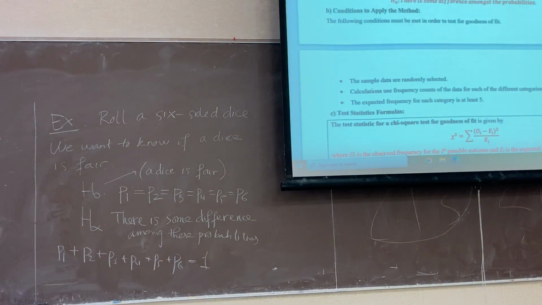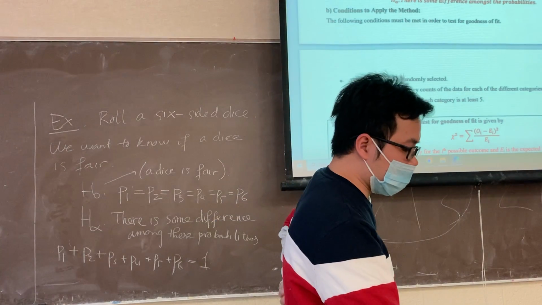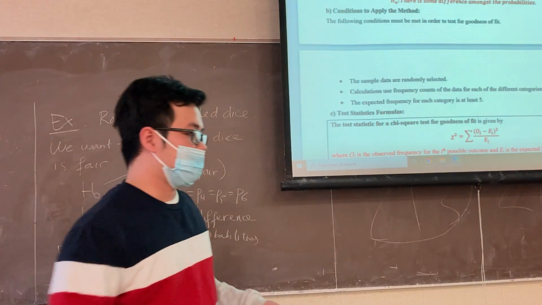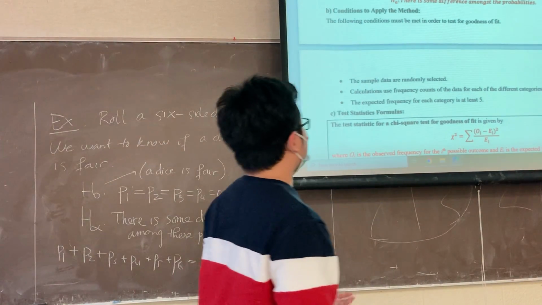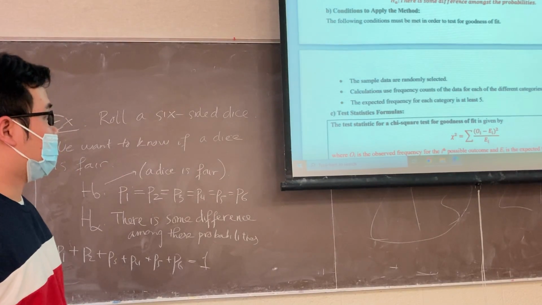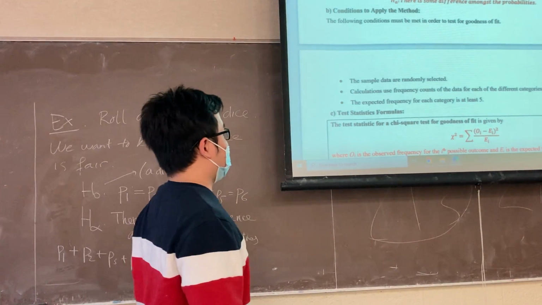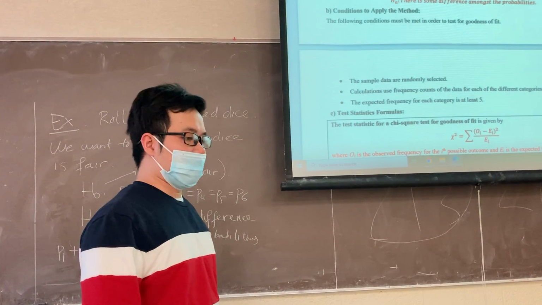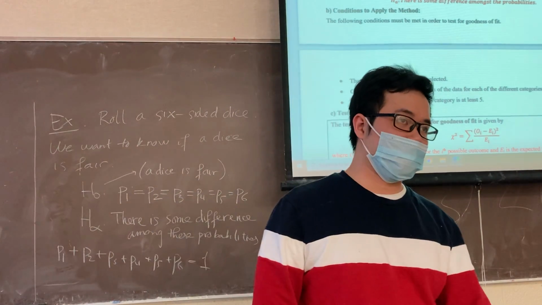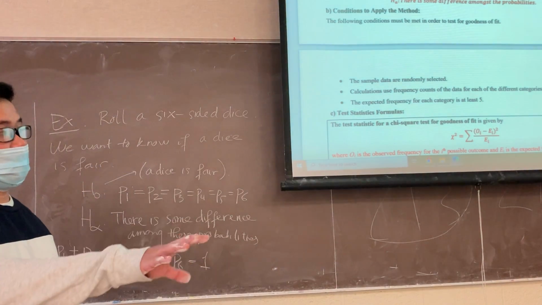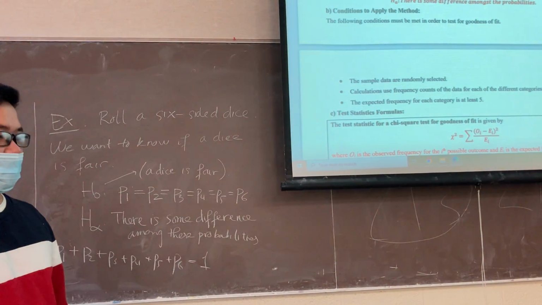And here is the method. Before moving on to the method, today I need to talk to you about the conditions to apply the method. When we talk about this, we need to talk about the requirements to apply this method. We have 3 conditions, okay? The first one: the sample data are randomly selected. That means when you choose a sample, every member has an equal chance of being chosen. Okay.